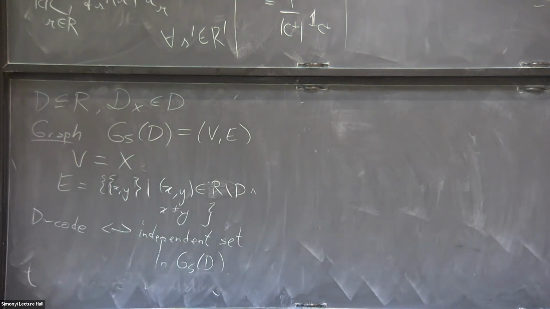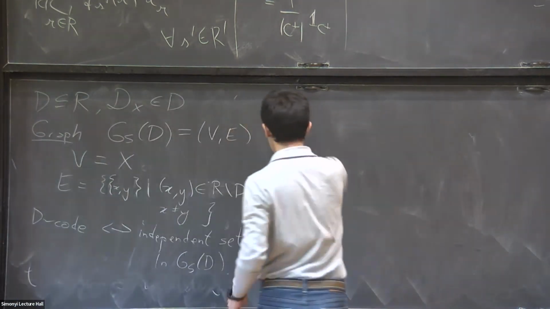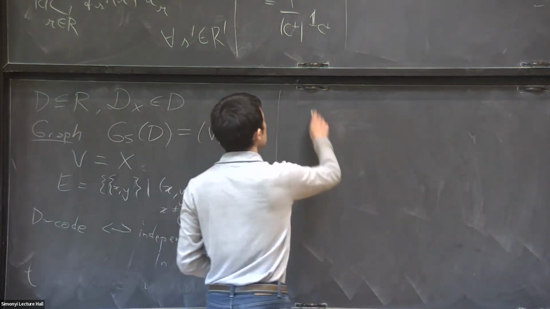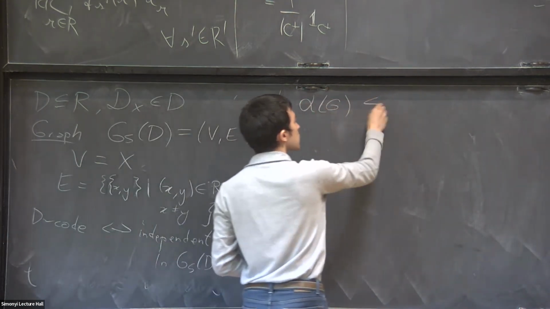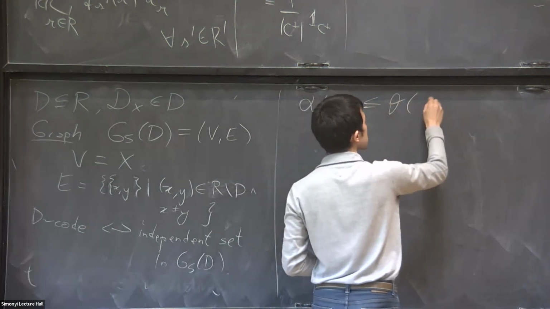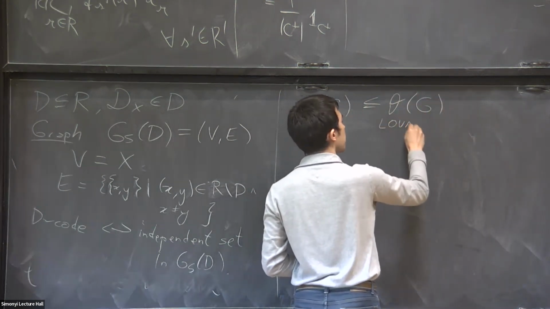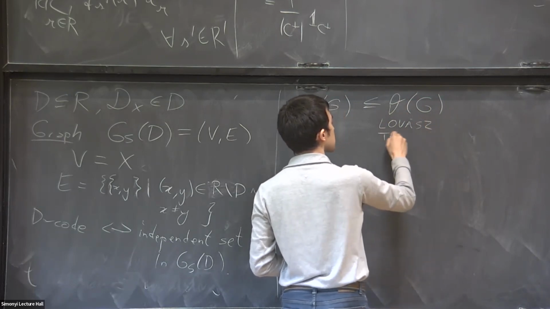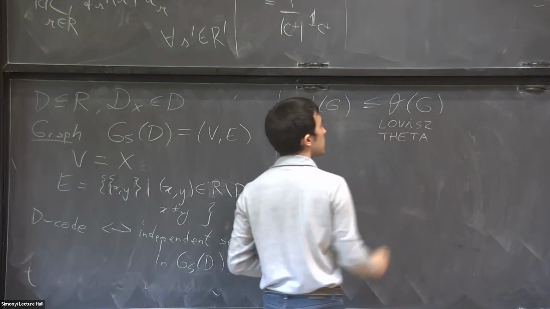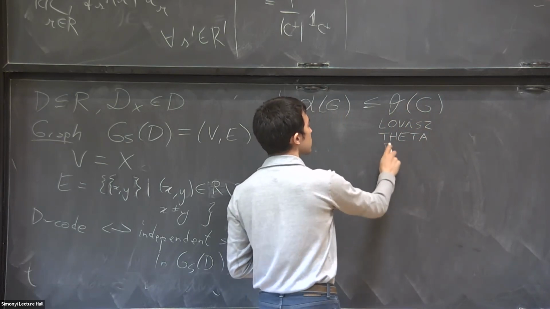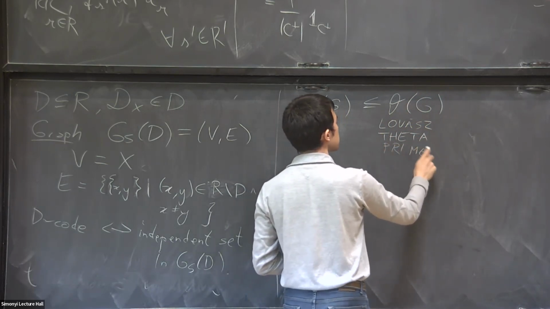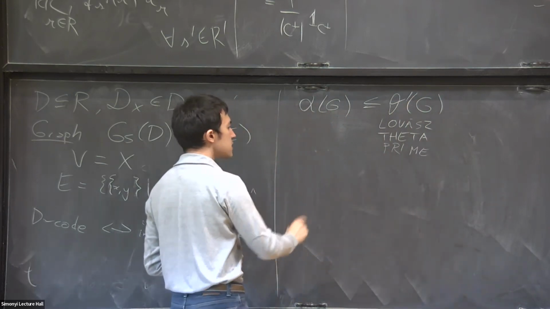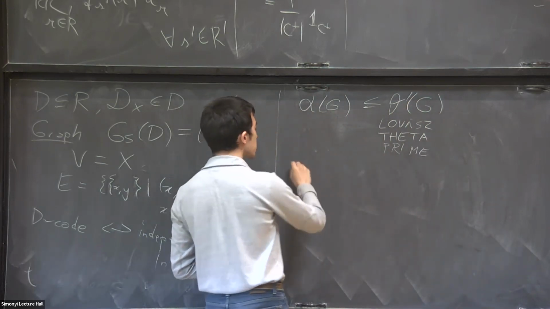right? So you can say, I don't care about all this association scheme stuff. I can just look at this graph and study the independence number of this graph, right? And if you know a little bit about graph optimization, you know that the independence number of a graph is always less than or equal to the Lovász theta function of the graph. And in fact, we're going to use a different one. We're going to use what is called the Lovász theta prime function, the prime here. And what is this? Well, it's another optimization problem where you do this.